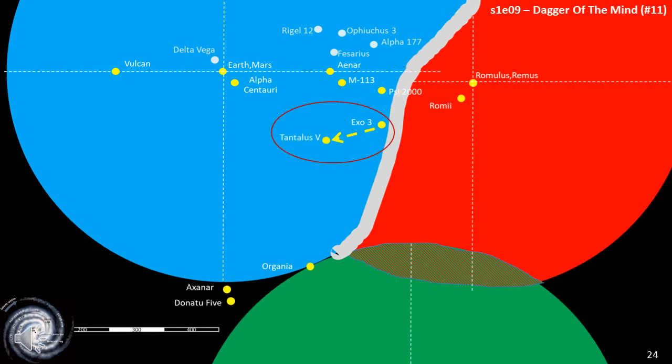In the episode Dagger of the Mind, the Enterprise visits a penal colony called Tantalus V. It continues to move south and to the bottom of the Federation in this view. I must point out there is a lot of guesswork here, and it's possible the Enterprise took a different route, so take this with a pinch of salt.